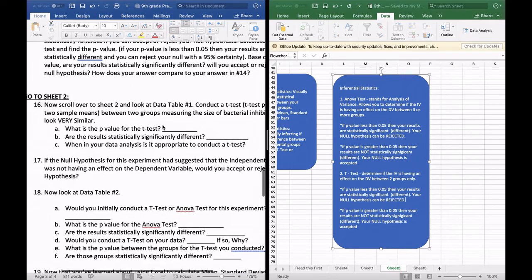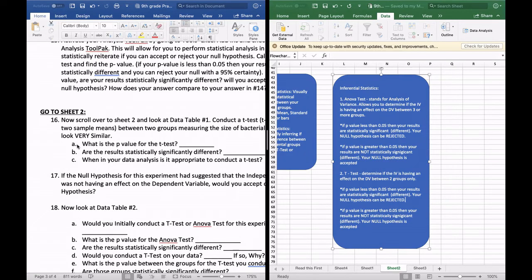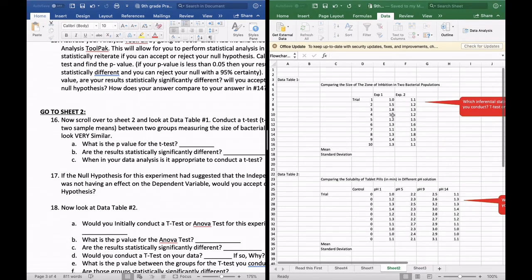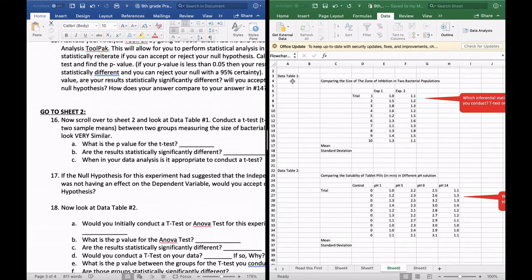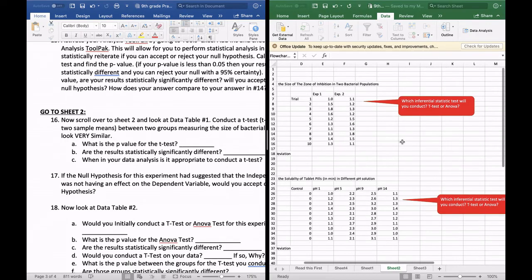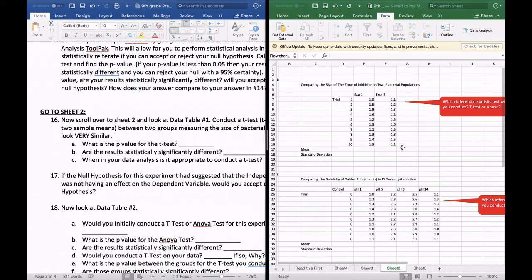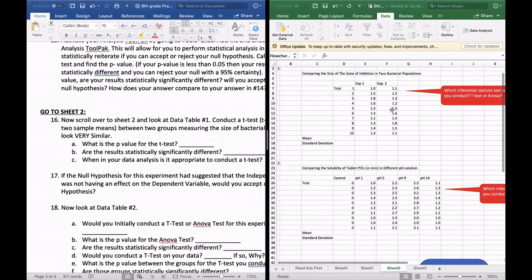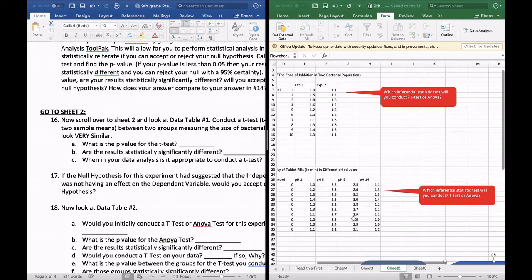Okay, so now we're going to continue with our Word document number 16, and it says to go to sheet 2. So in sheet 2, we have two different data tables. Data table 1 is comparing the size of the zone of inhibition in two bacterial populations, and data table 2 is comparing the solubility of tablet pills in minutes in different pH solutions. So let's look at the questions here in the red box. Which inferential statistic test will you conduct? For data table 1, would you run a t-test or an ANOVA test? And for data table 2, would you run a t-test or an ANOVA test, or maybe both?